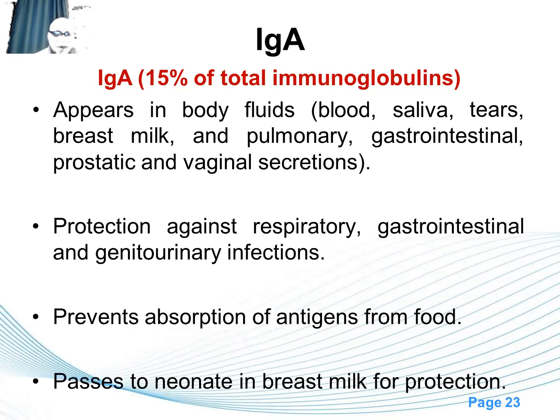Immunoglobulin A is 15% of the total immunoglobulin and appears in body fluids like blood, saliva, tears, breast milk, and pulmonary, gastrointestinal, prostatic, and vaginal secretions. It protects against respiratory, gastrointestinal, and intestinal infections, and prevents absorption of antigen from food. It passes to neonates in breast milk for protection.